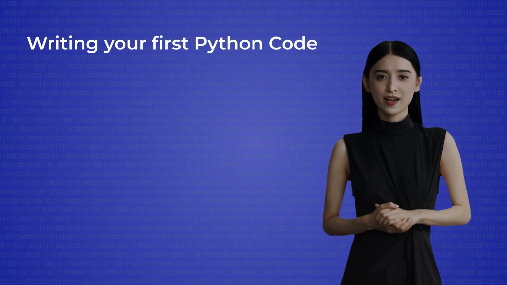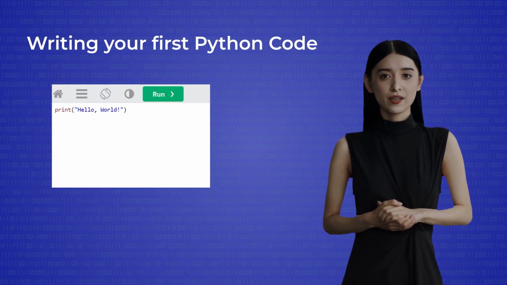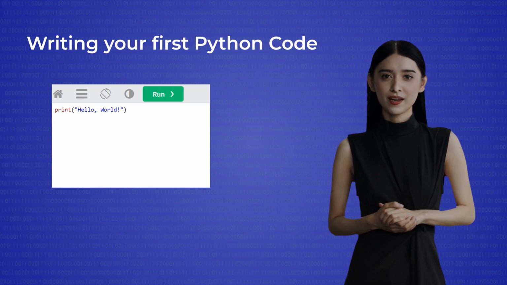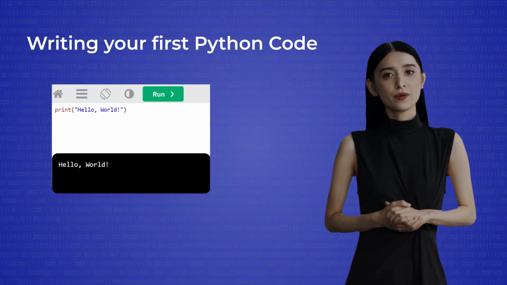Now let's write your first Python code. In the file, type print hello world. This simple code tells Python to display the message hello world on the screen.